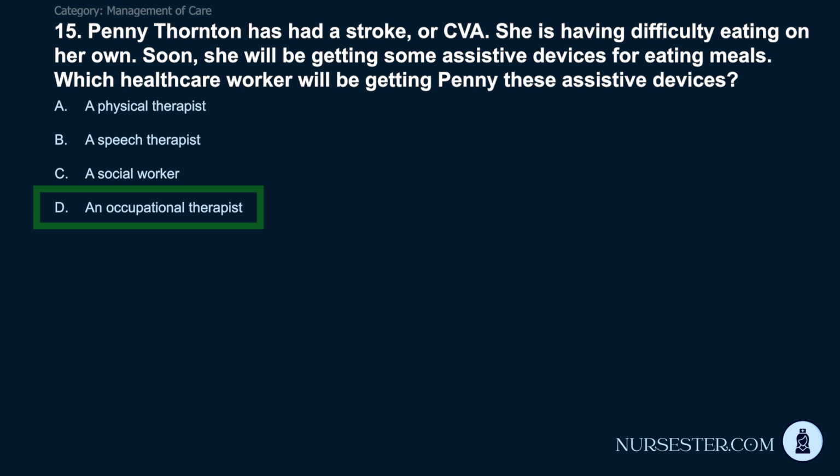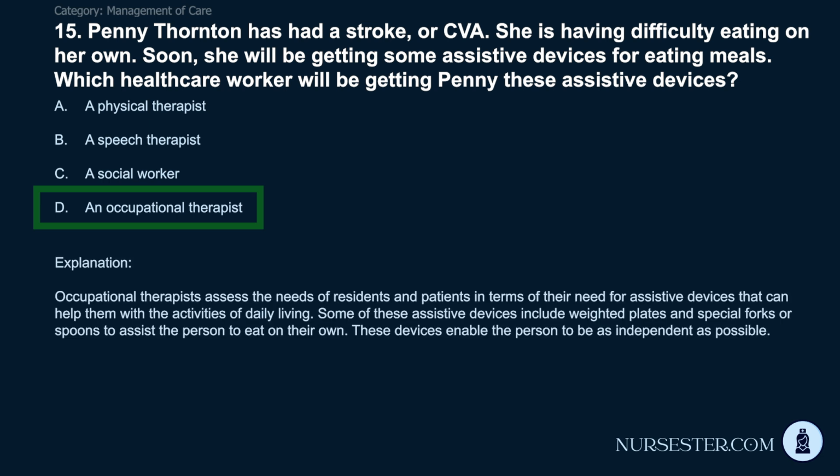An occupational therapist. Occupational therapists assess the needs of residents and patients in terms of their need for assistive devices that can help them with the activities of daily living. Some of these assistive devices include weighted plates and special forks or spoons to assist the person to eat on their own. These devices enable the person to be as independent as possible.